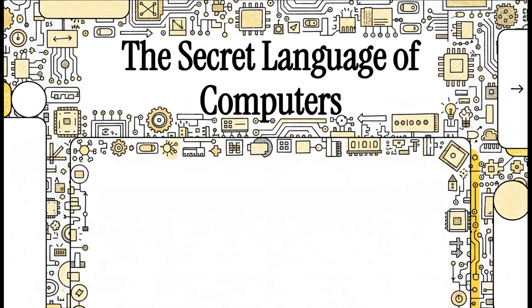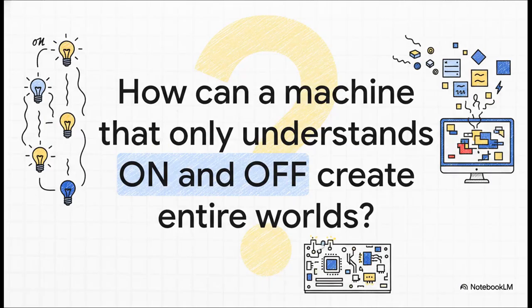Today, we are diving deep. We're going to decode the secret language that powers literally all of our modern tech. So, let's kick things off with a big question. Kind of a mystery, really. How can a machine that basically only understands two things, on and off, or zeros and ones, create these incredibly rich, complex digital worlds we live in? I mean, from your text messages to blockbuster movies, how does that even work?